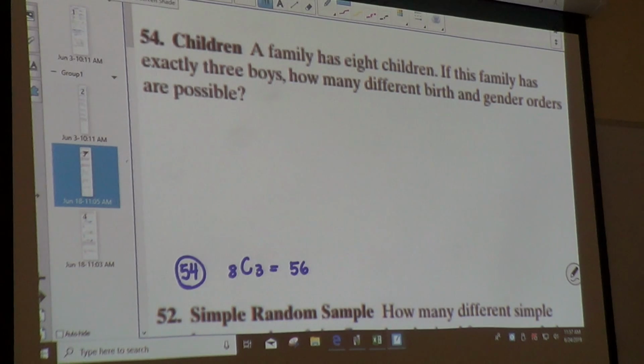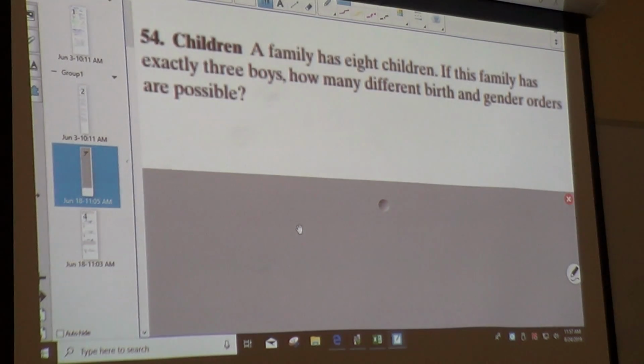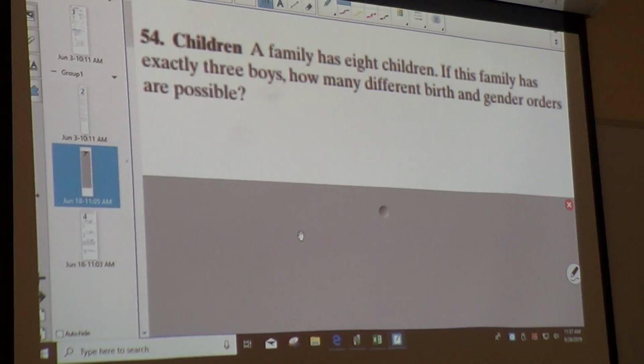All right. A family has 8 kids, bless their hearts. If this family has exactly 3 boys, so I don't care out of the 8 children, do the boys come in the beginning, do the boys come in the middle, do the boys come at the end, or do we have girl, boy? I just want 3 boys. So I don't care where the boys come as long as I have 3 boys.